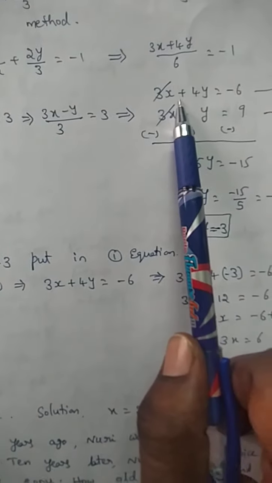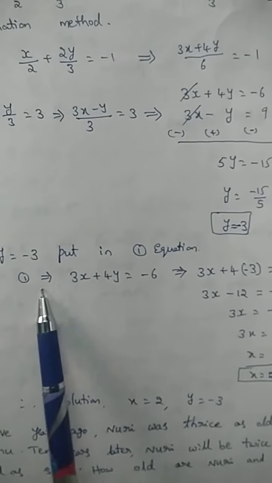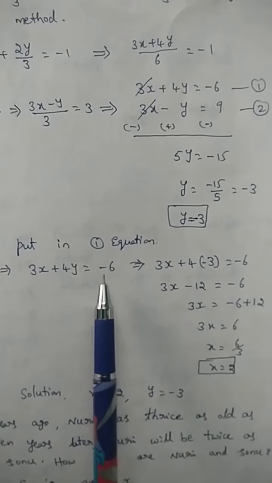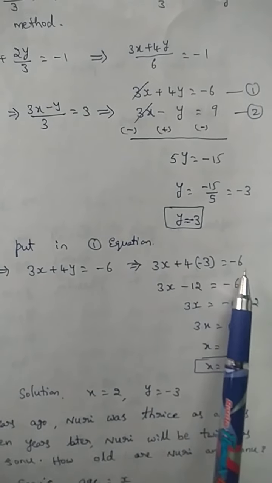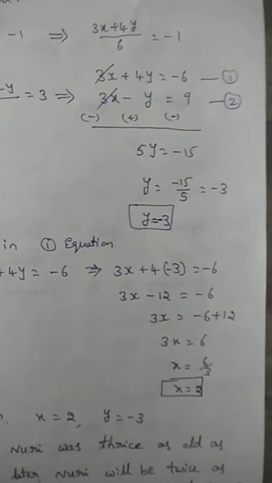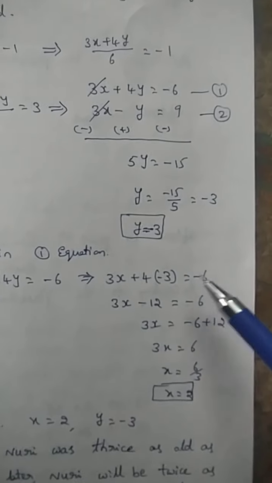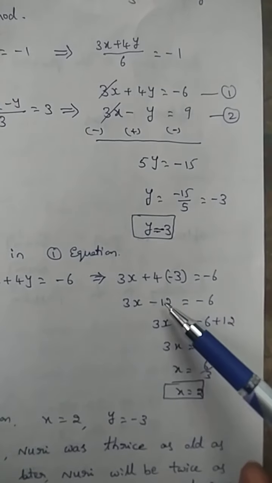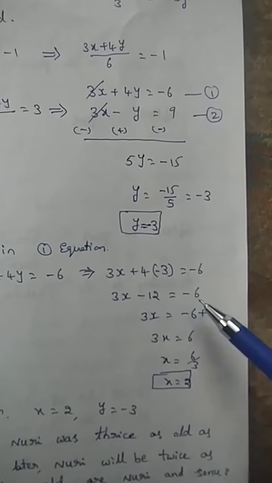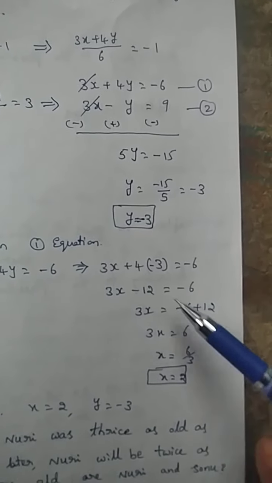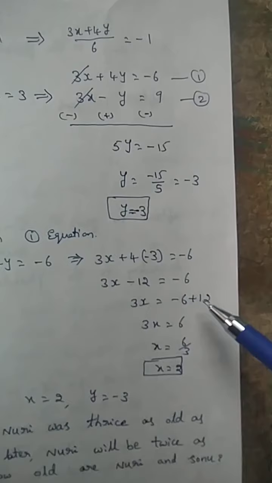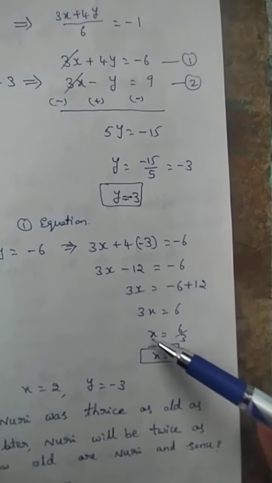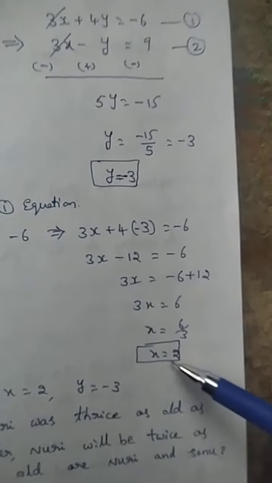The first equation is 3x + 4y = -6. Substituting the y value, 3x + 4 into -3 is equal to -6. 4 into -3 is -12. 3x - 12 = -6. 3x = -6 + 12, since -12 is transposed to that side and changed to plus 12. Now -6 plus 12 is 6. 3x = 6. Then x = 6/3. x = 2.